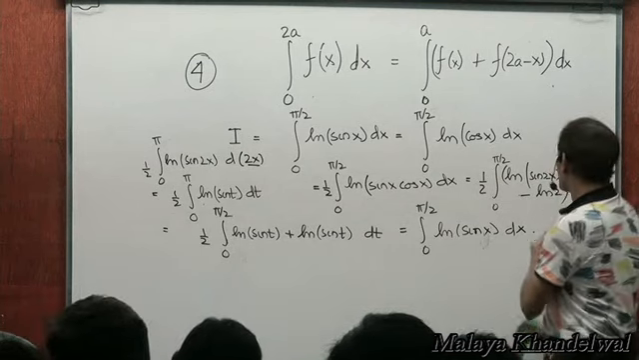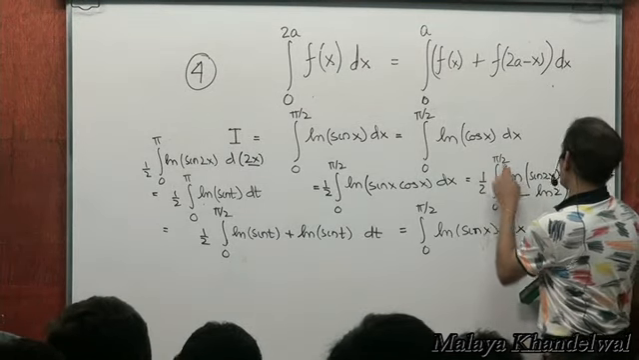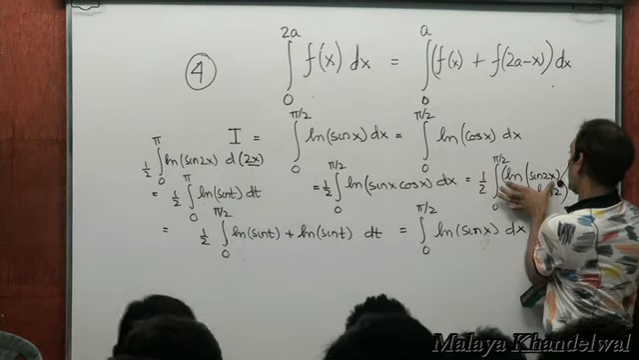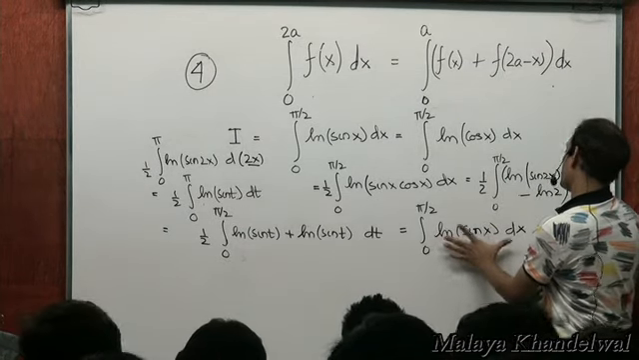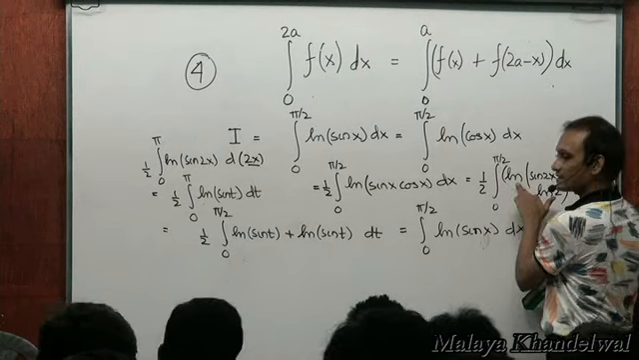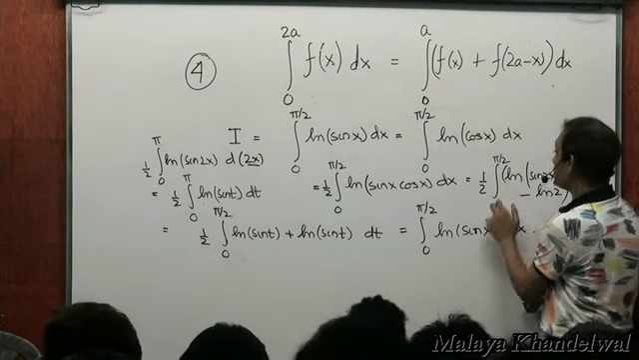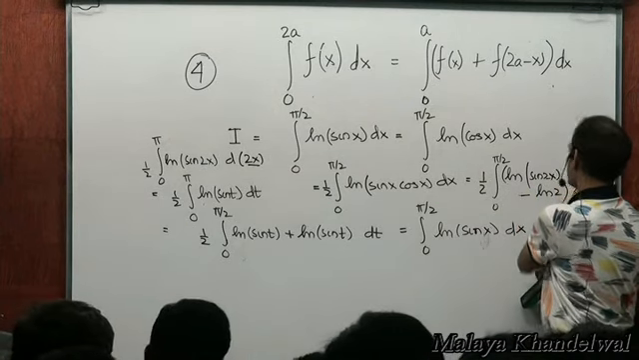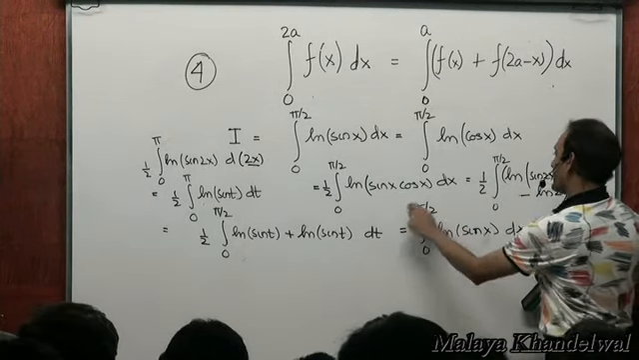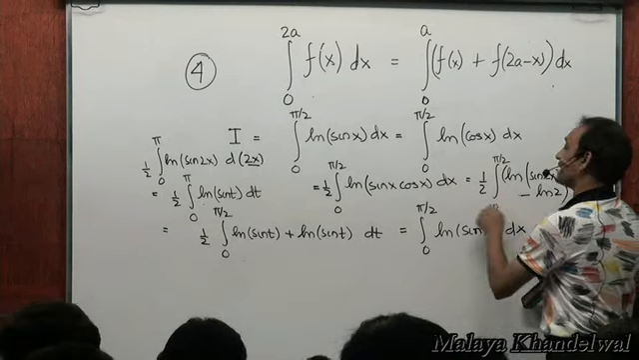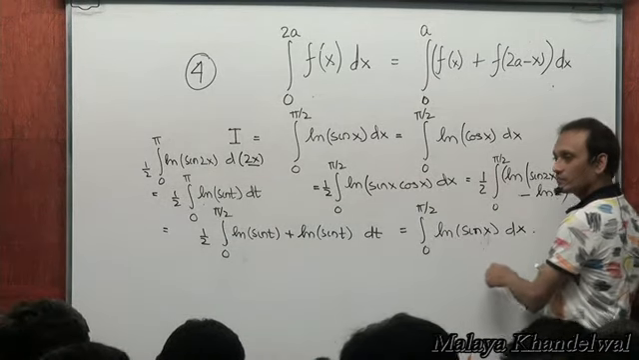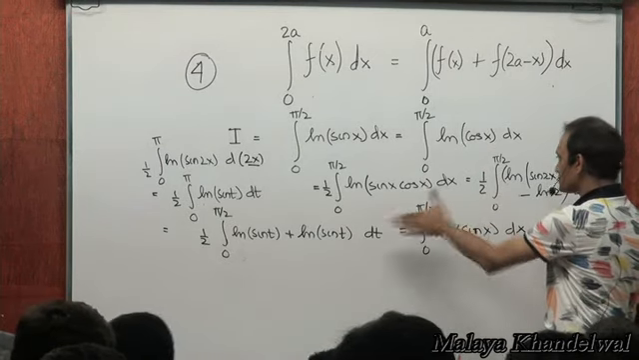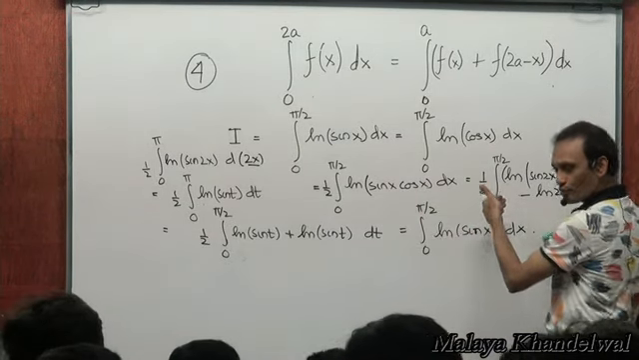Right? Which means the integral from 0 to pi by 2 of ln sin 2x that we had is the integral from 0 to pi by 2 of ln sin x dx. Yes or no? I could do this. See, we started with the integral from 0 to pi by 2 of ln sin 2x dx, which turned out to be the same as the integral from 0 to pi by 2 of ln sin x dx. Isn't it? Can I just remove this and get back to the original form?